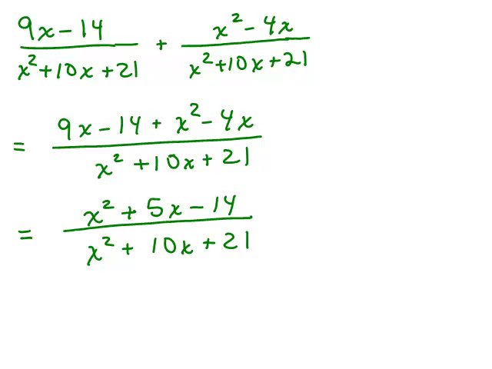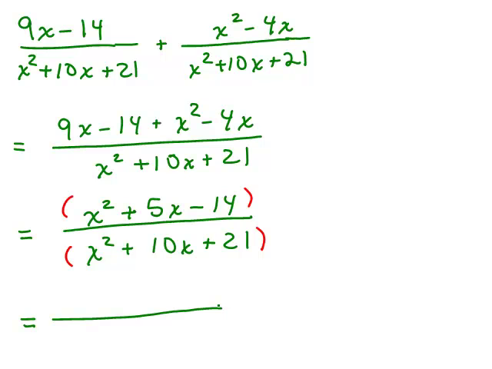Now remember, you can't cancel at this point because it's not factored. You cannot cancel the x squares, you cannot cancel the 5 and the 10 or the x's, you cannot cancel the negative 14 or the 21. If you want to help yourself remember that, just put parentheses around the numerator and around the whole denominator, and you can only cancel something in parentheses with something else that's exactly the same in parentheses. Okay, so we need to factor the numerator and the denominator.